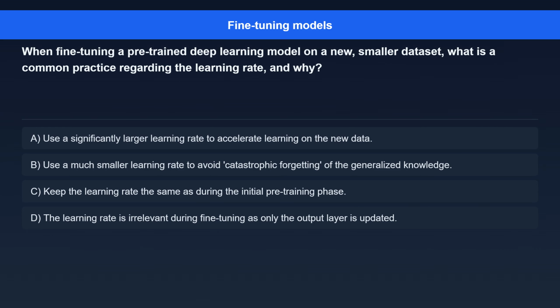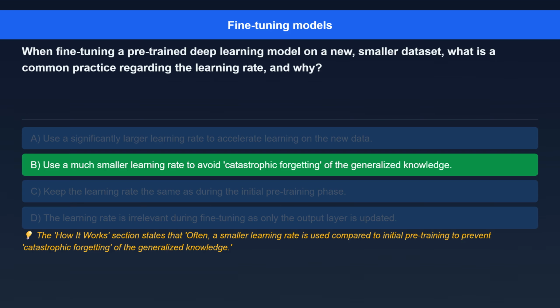Question 2. When fine-tuning a pre-trained deep learning model on a new, smaller dataset, what is a common practice regarding the learning rate and why? Option A. Use a significantly larger learning rate to accelerate learning on the new data. Option B. Use a much smaller learning rate to avoid catastrophic forgetting of the generalized knowledge. Option C. Keep the learning rate the same as during the initial pre-training phase. Option D. The learning rate is irrelevant during fine-tuning, as only the output layer is updated.